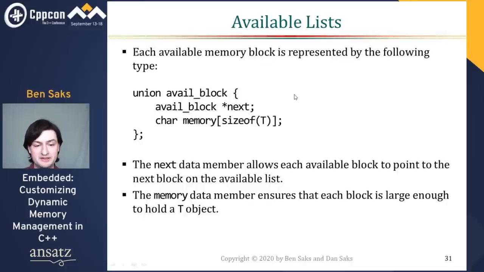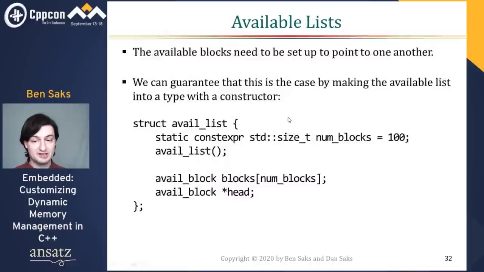So we would implement it in a way like this, where we'd use this union type, avail block, where each avail block has one of two members, either a pointer to the next available block or an amount of memory that is the size of that block. And really, the memory is only there to ensure that each block is large enough. Basically, when the block is available, we care about the next pointer. When the block is in use, we care about the size of this memory being large enough to hold a T object.